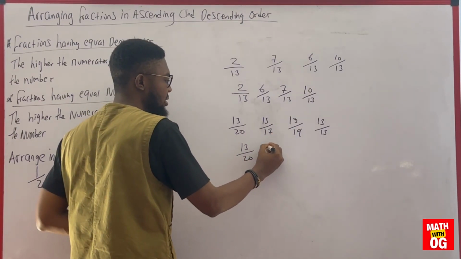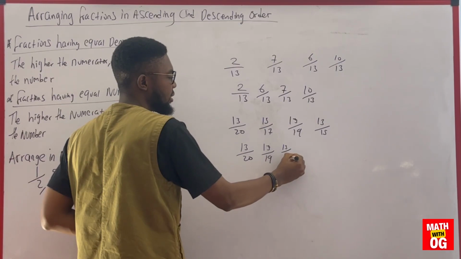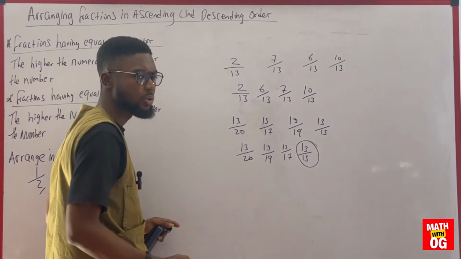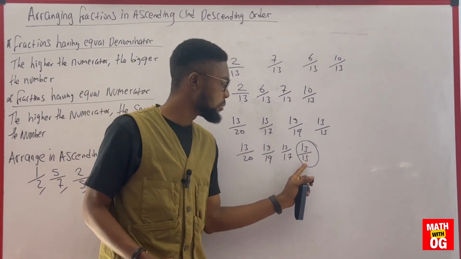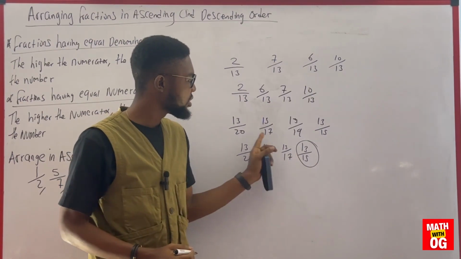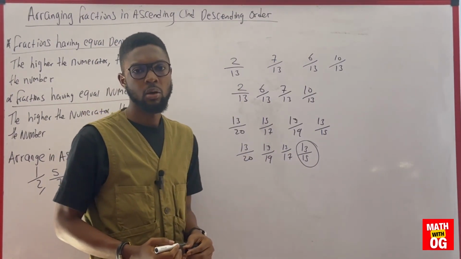The next is 13 over 19. The next is 13 over 17. And lastly, you have 13 over 15. So this is the biggest number because the numerators are the same. So this is arranging this one in ascending order, and this is arranging that one in ascending order.